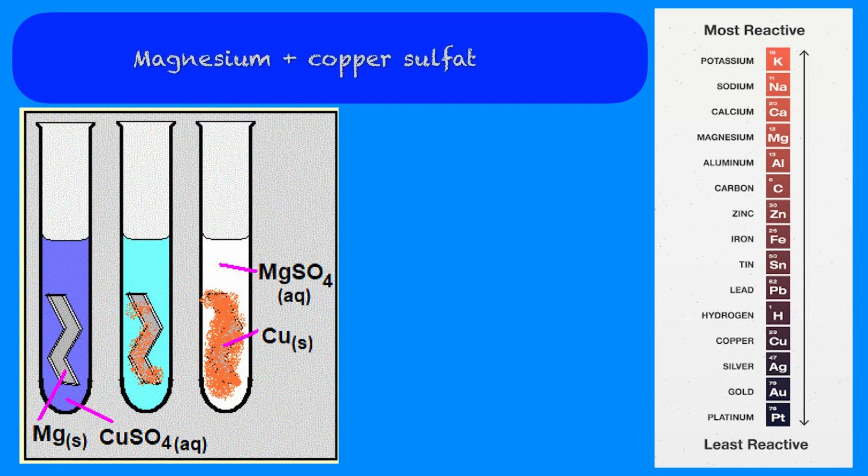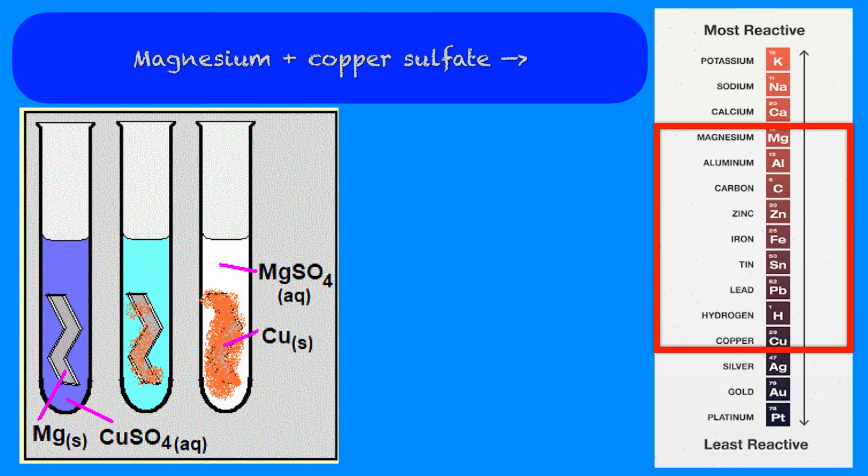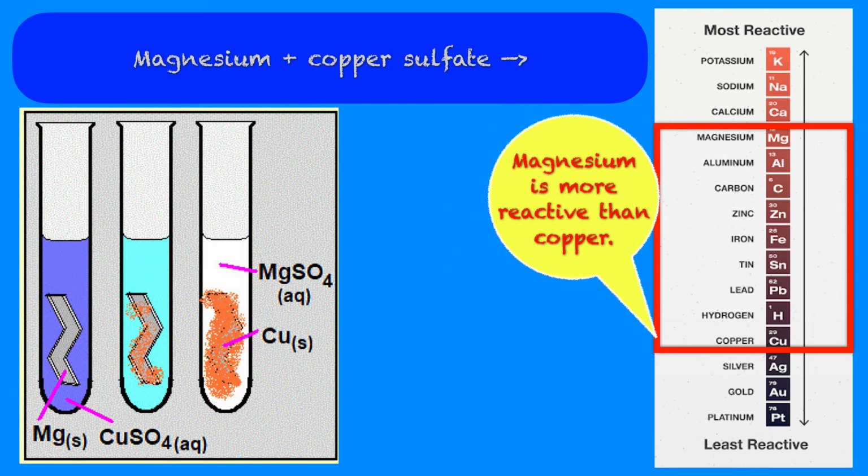Now, let's predict the product of the following reactions. Magnesium plus copper sulfate. First, what are the metals included in this chemical reaction? The two metals are magnesium and copper. Let's compare the reactivity of these two metals. Magnesium is more reactive than copper.